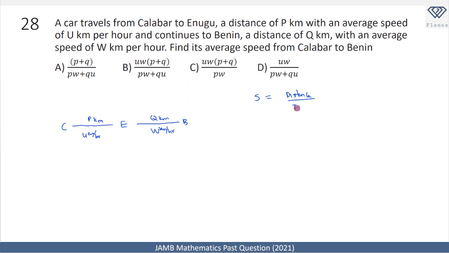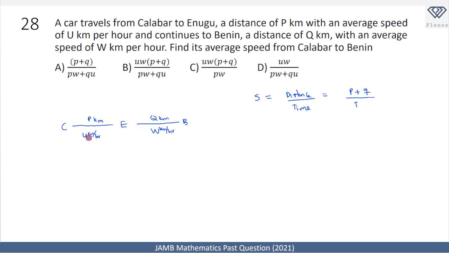Distance over time, right? Now, we can easily calculate the total distance from Calabar to Benin. I know that the total distance is going to be the distance from Calabar to Enugu, which is P, and the distance from Enugu to Benin, which is Q. So the total distance is just going to be P plus Q. What might not be so straightforward to figure out is the time, because you are not given the time it takes to move from Calabar to Enugu and the time it takes to move from Enugu to Benin, but we are given the speed.